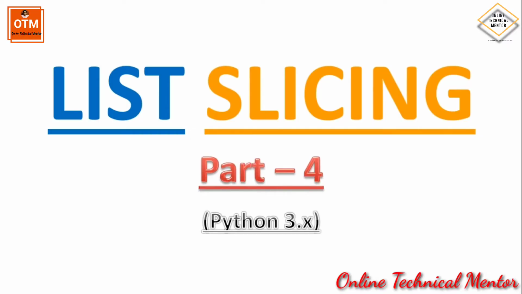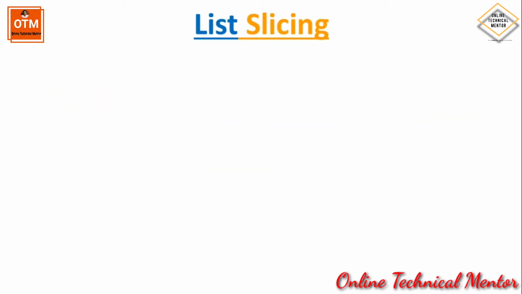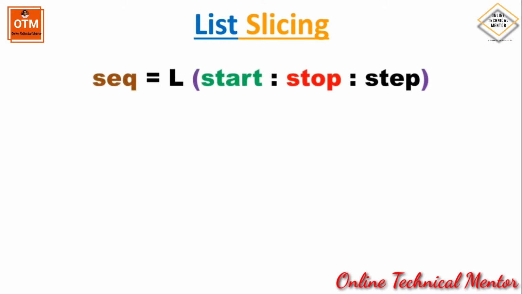In this presentation, we will see how a list can be sliced. So let's start with list slicing. The method of extracting a subpart of a list is called list slicing. You can extract out any portion of a list by using the index of the list. For that, we require the following format.